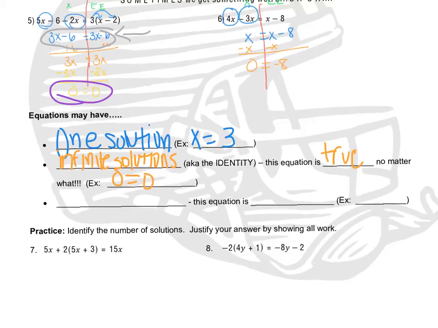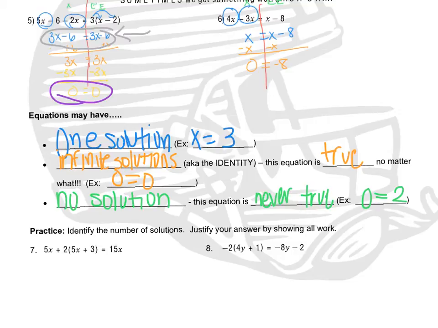Our third option is that they could have no solutions. And this equation, no matter what, is never true. And that's going to work out, and you're going to get something like 0 equals 2. Well, 0 and 2 are not equal, and that's why this gives us no solutions.